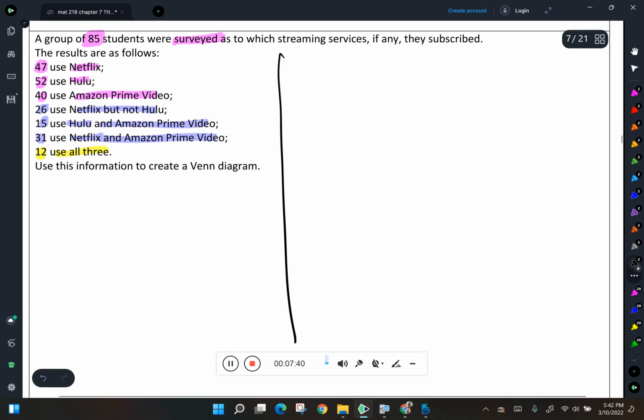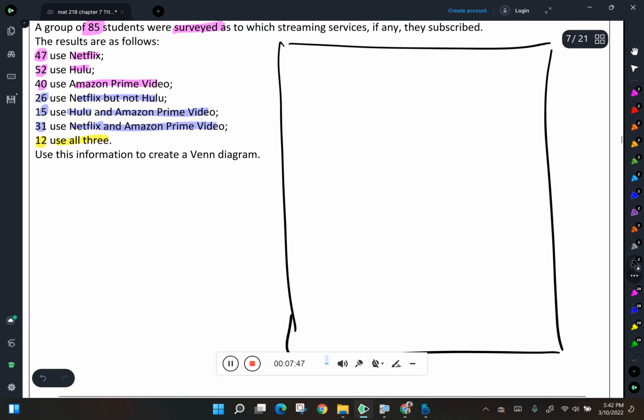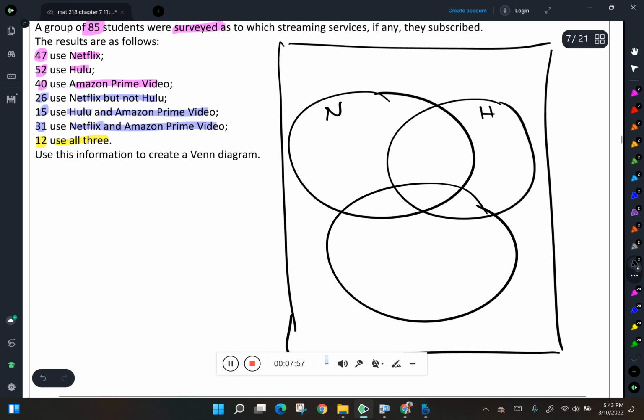So I'm going to create a Venn diagram. And so there's my Venn diagram. I have 3 sets. I have the set N for Netflix. I have the set H for Hulu. And I have the set A, I'll just use A for Amazon Prime Video. Okay? Okay. I'm going to start with the pink numbers.